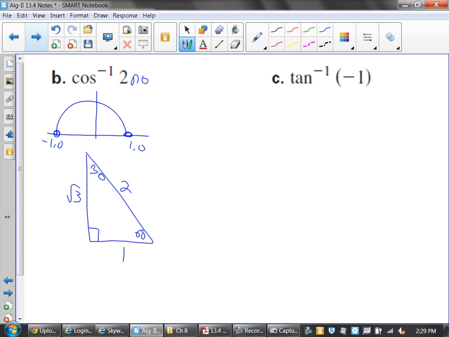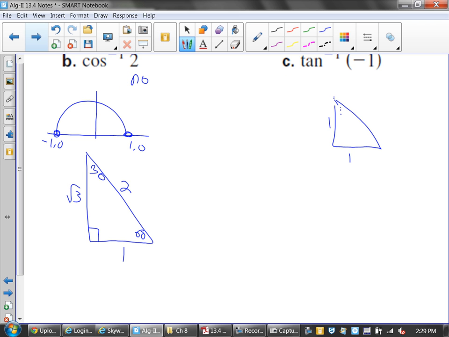Now, if I'm at tangent of negative 1, we all should know which angle is going to wind up with tangent of 1. Remember which ones they were? It's the 45, 45, 90. Because in order to get tangent, it's y over x. Y over x can equal 1. That means both y and x are the same. The only triangle that has the same y and x value is the 45, 45. So it's 1, 1, and root 2.